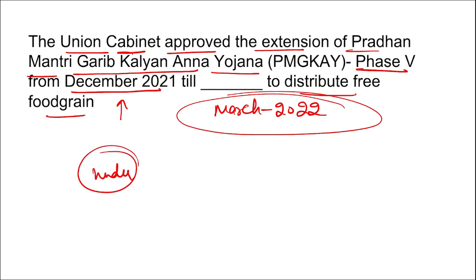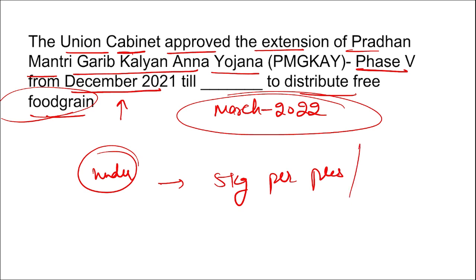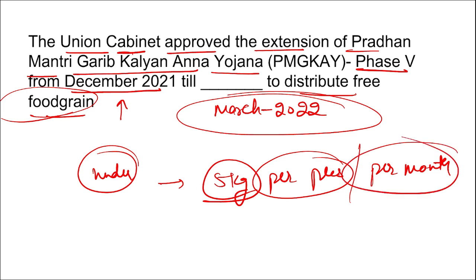Under this, as we know, free food grain is given. So how much food grain is given per person? Remember, 5 kg per person per month is given to an individual. Alright, 5 kg per person per month is given under this Pradhan Mantri Garib Kalyan Anna Yojana Phase 5, and this has been extended till what date? Till March 2022. Moving on.